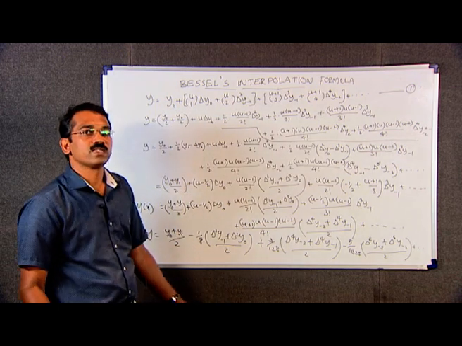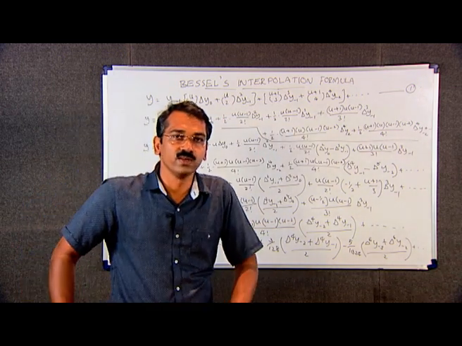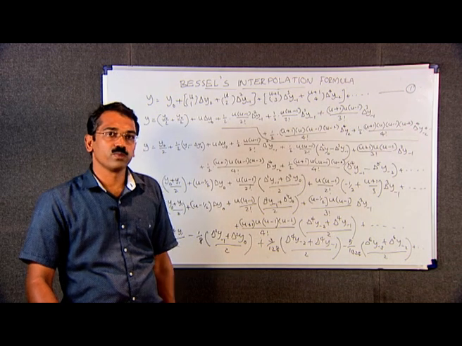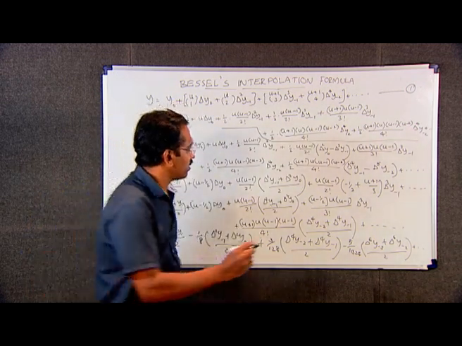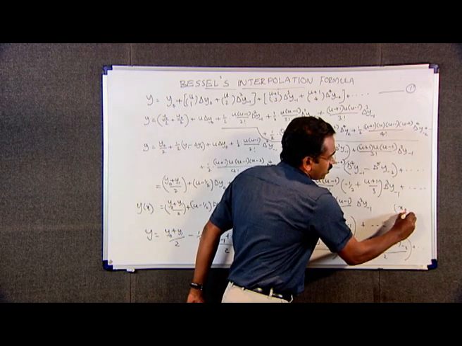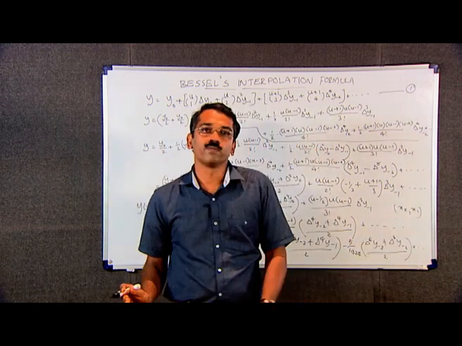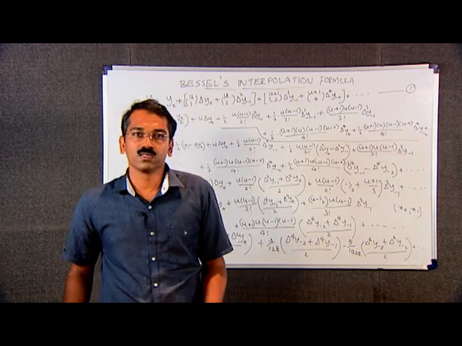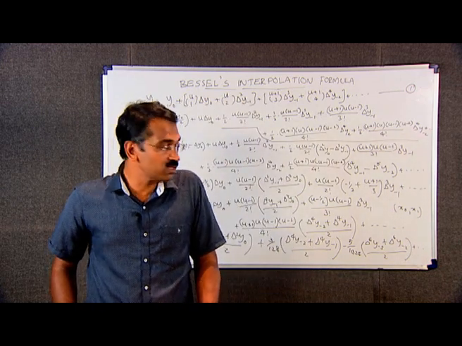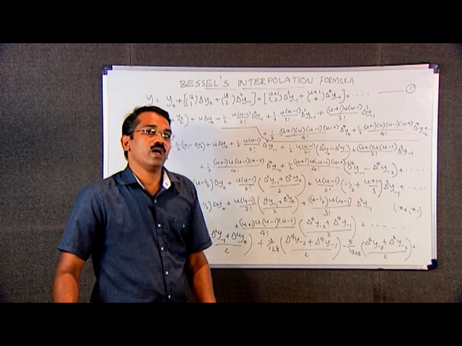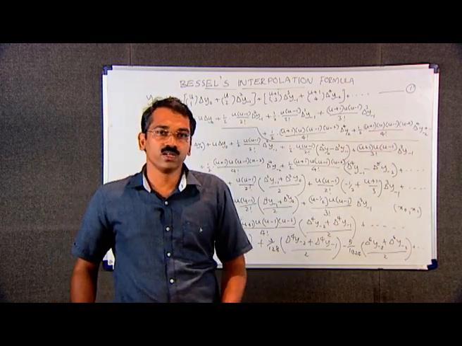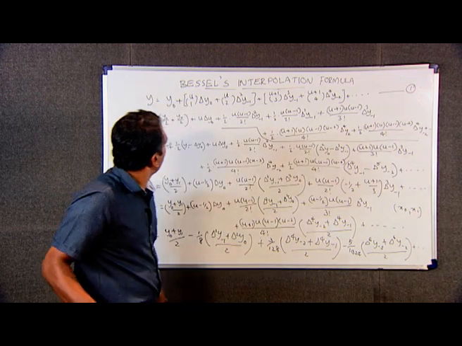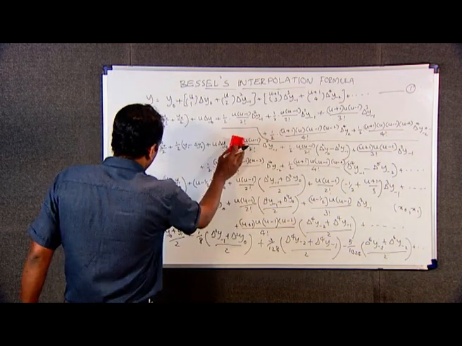This formula is a particular case of Bessel's formula, which is suitable for interpolating at the midpoint of any interval considered as the interval x0, x1. Hence, the formula is known as the formula for interpolating at the halves, and this formula contains only the even order differences. Now, consider one example.